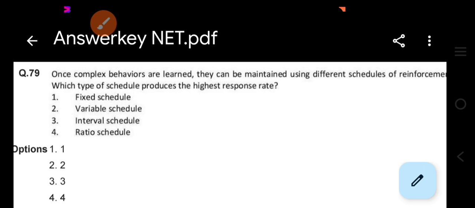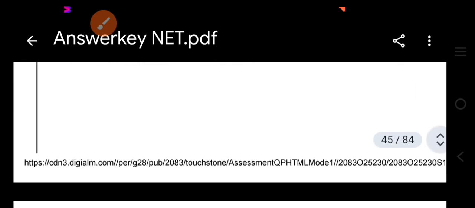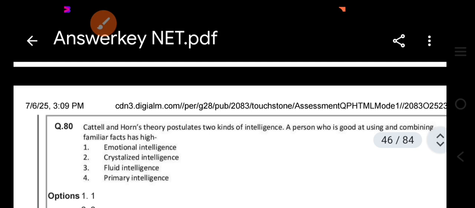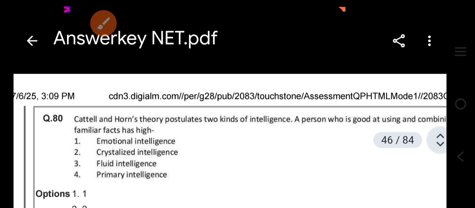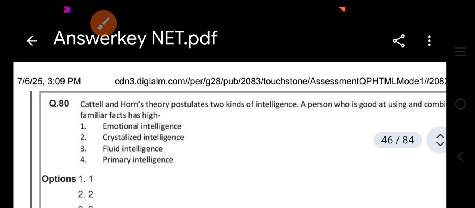So now we are moving to the next one. I hope you understand. Next we are moving into the next question. Again, Cattell's theory is very important. Nowadays they are asking questions on it, and in previous years also the questions were related to Cattell's theory.